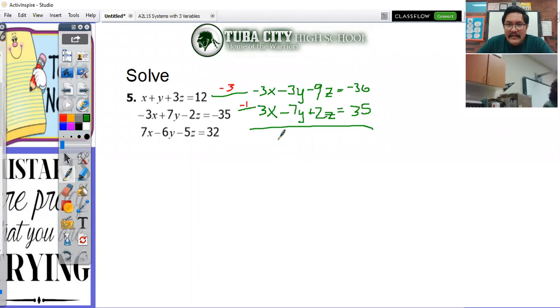So let's go ahead and minus 10y, put those together. This should cancel out. And this should be negative 7z. And 35 minus 36 is negative 1. All right, that looks good because I want to keep the numbers not big. I want to keep them small if I can.